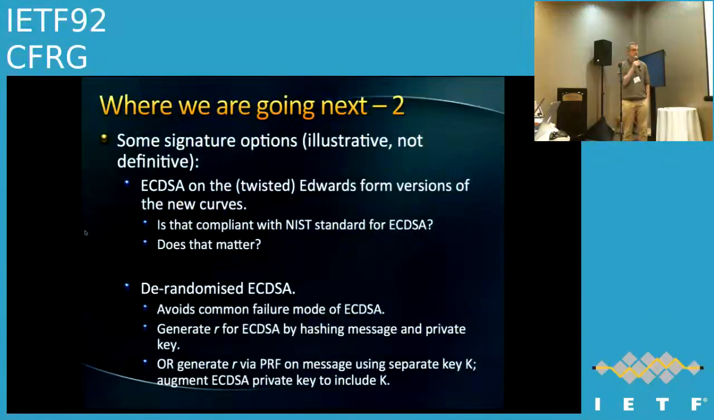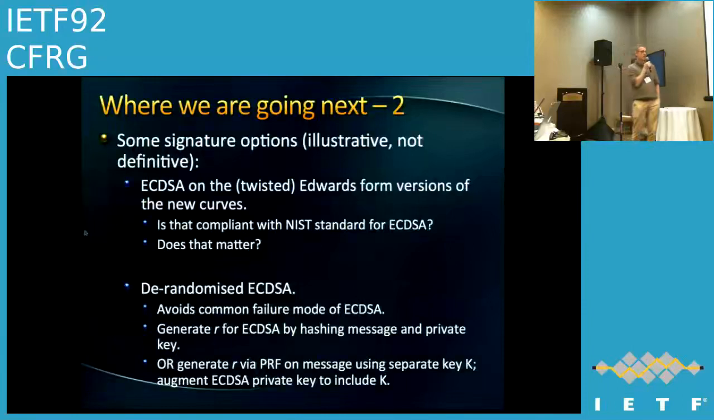Do we care, does CFRG care about NIST compliance, and does TLS care about NIST compliance? You could do de-randomized ECDSA. One of the really egregious problems with ECDSA is that it fails very badly when the randomness goes wrong. If you ever use the same random value twice when creating two signatures on different messages, you leak the private signing key, and all security is lost.